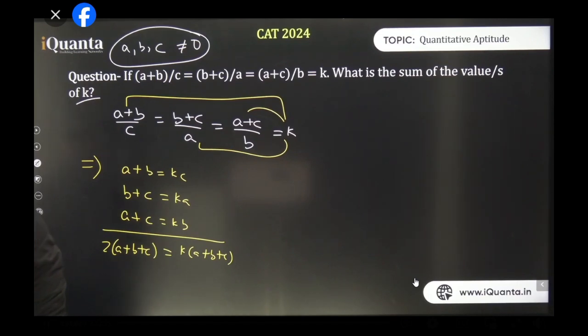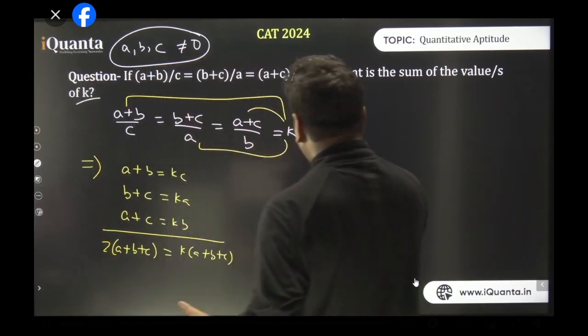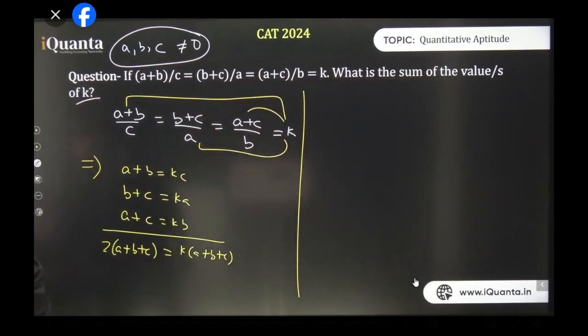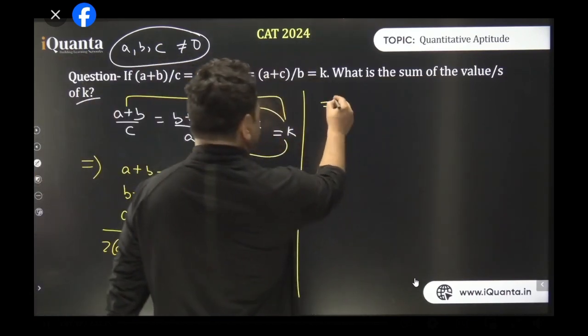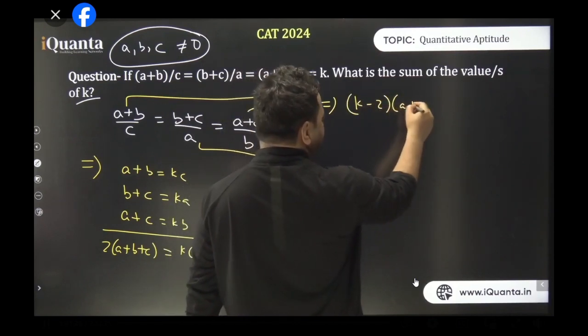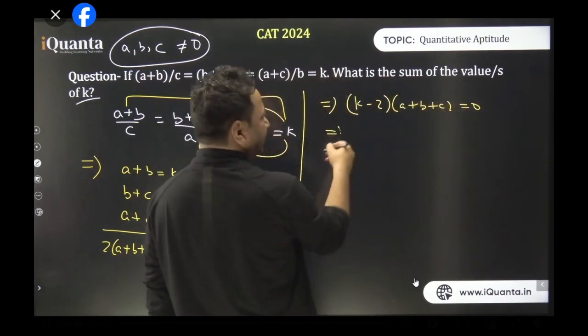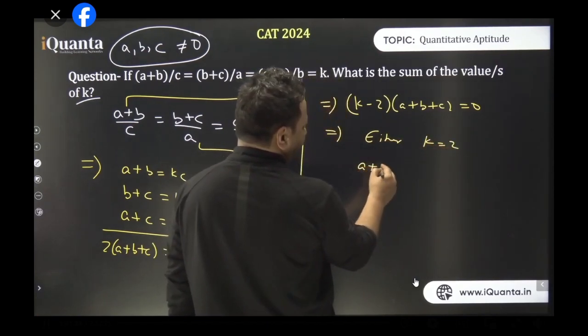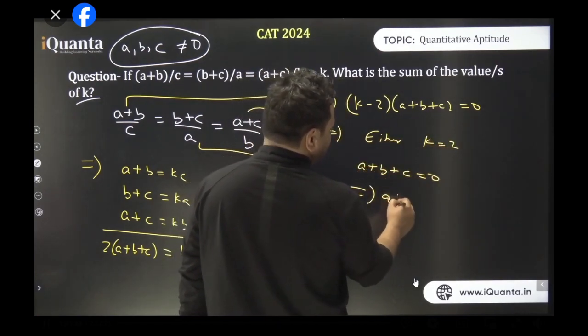Okay. So what we did earlier is going to help us over here. We can take a plus b plus c common as we did earlier. What will we get? (k minus 2) times (a plus b plus c) is equal to 0, right? I think all of you have got it now. So either k minus 2 is 0, or we can say k is 2, or a plus b plus c is equal to 0, which means a plus b is equal to minus c.